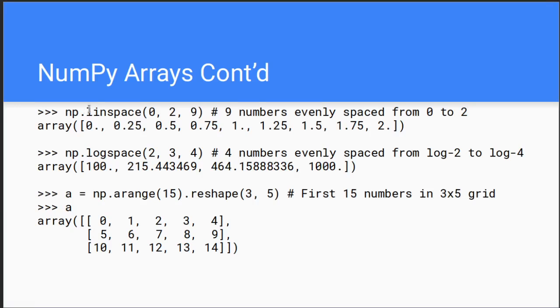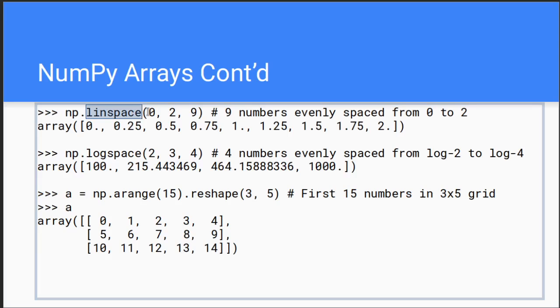The linspace function, with the arguments we've passed it, will create 9 numbers evenly spaced from 0 to 2. Logspace will do the same thing. We're going to create 4 log numbers evenly spaced from log 2 to log 3. And we can run arange to create the first 15 numbers. And then after that, we can also run reshape to make it pretty like this, 3 rows.